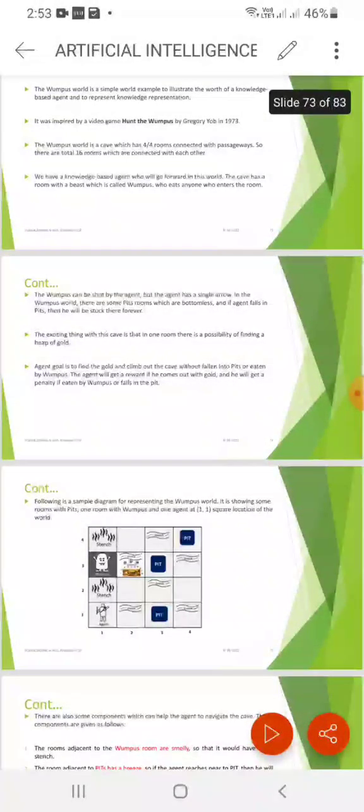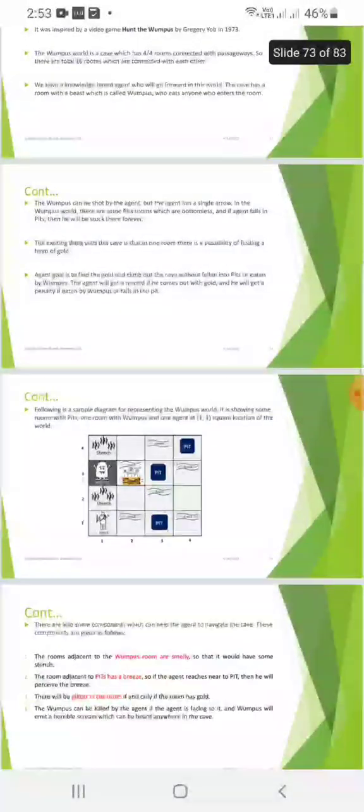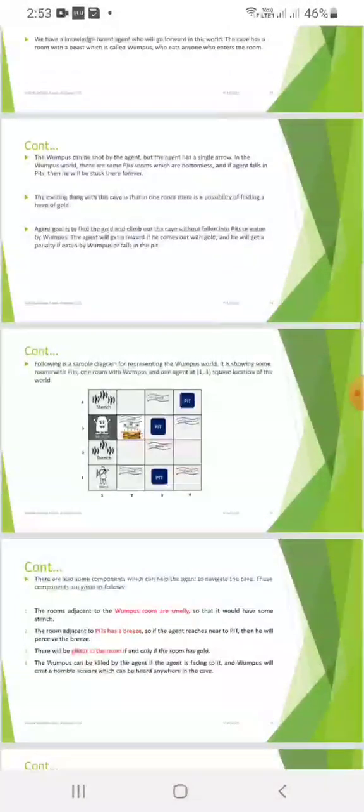The wumpus can be shot by the agent, but the agent has a single arrow. So this point is okay. The exciting thing with this cave is that in one room there is a possibility of finding a heap of gold. If you see in the diagram, you can see the gold here. So this is what you have in this image: a wumpus, a pit, an agent, and gold here.